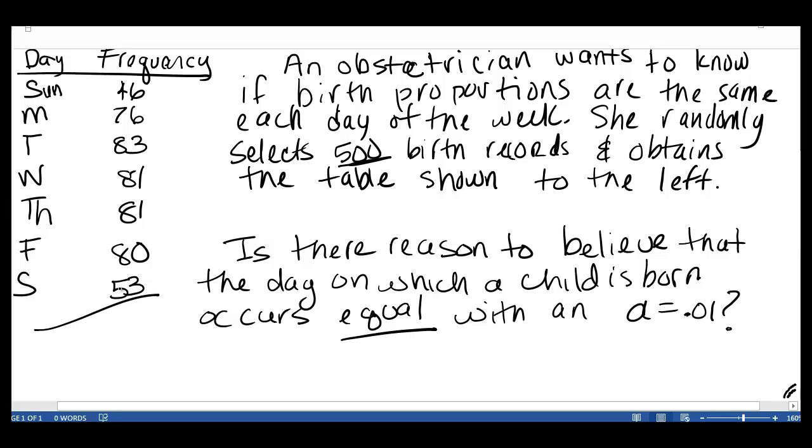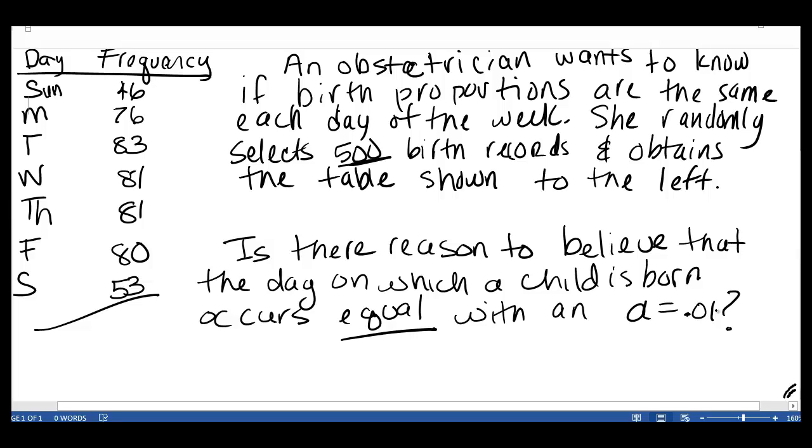The question that we're going to answer today is: is there reason to believe that the day on which a child is born occurs with equal frequency at the alpha equals 0.01 level of significance?